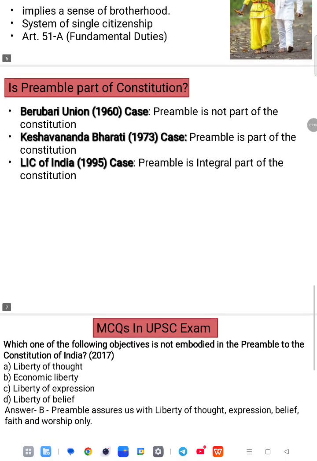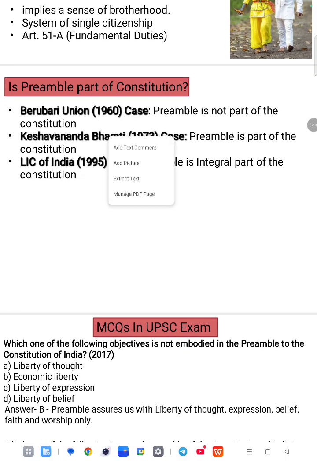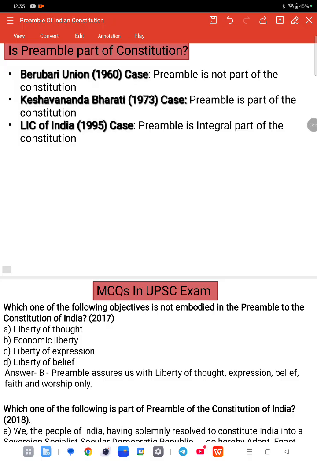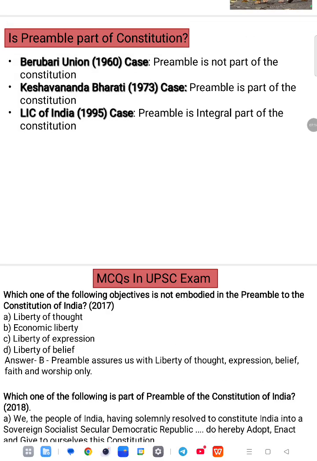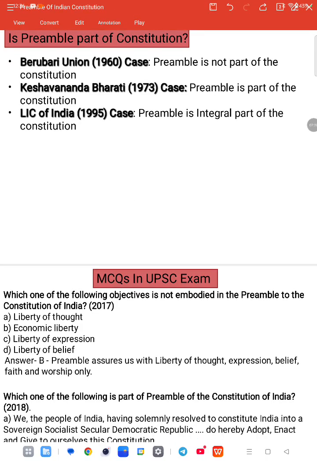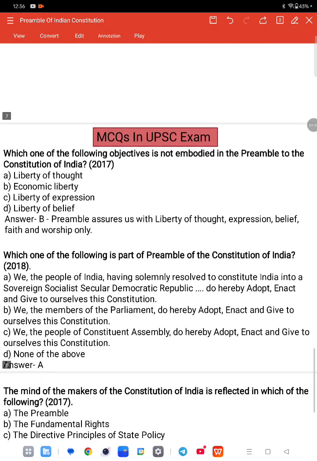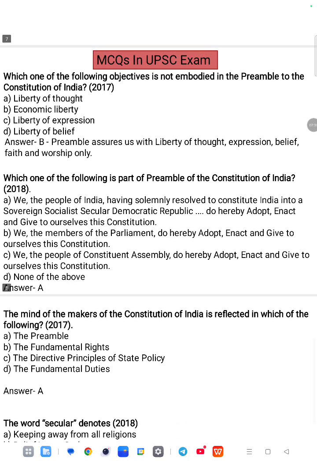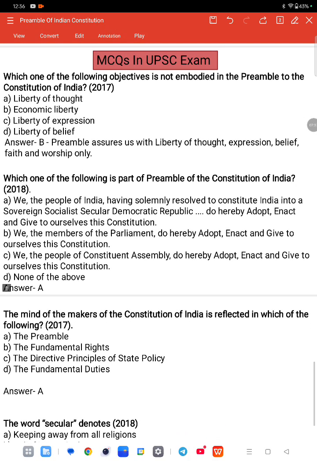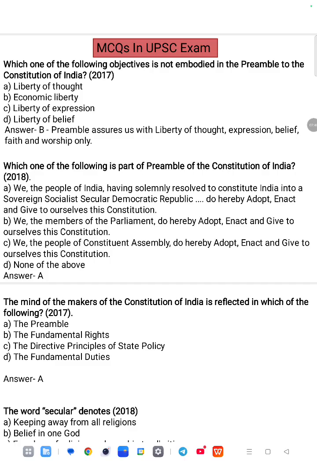Is the preamble a part of the Constitution? Yes. There are so many cases which have dealt with it. In Berubari, it was said that it is not part of the Constitution, but the Kesavananda Bharati case is a very remarkable case in this. It held that the preamble is a part of the Constitution. Another case, LIC of India, also mentioned that the preamble is an integral part of the Constitution.